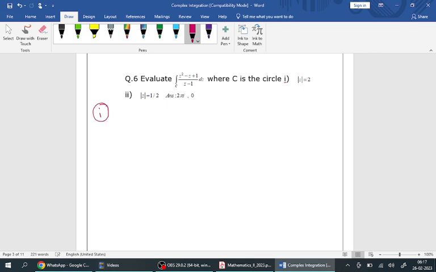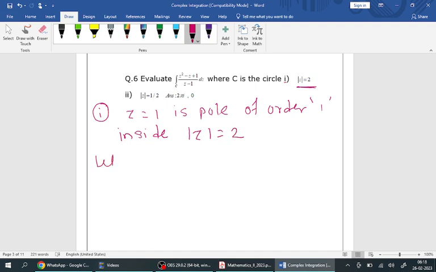If we focus on the first bit, where we are given mod z is 2, we can say z equal to 1 is a pole of order 1 inside the circle mod z is 2. So we should calculate the residue, because the pole is inside the circle. So let R be that residue, the residue at z equal to 1.